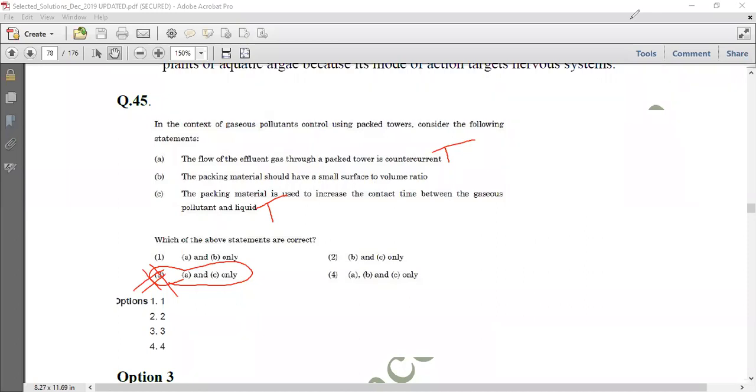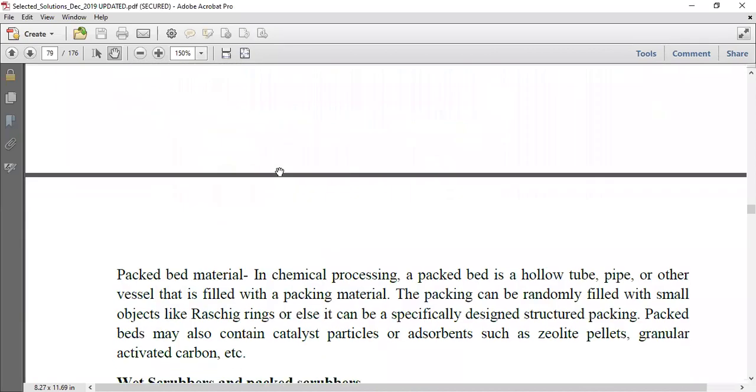Okay. You should be very much clear about the options and then you have to pick, in the case of correct and incorrect statements, right? We're done with question number 45. Now let's move to question number 46.